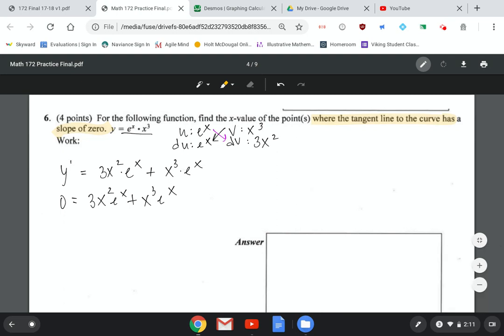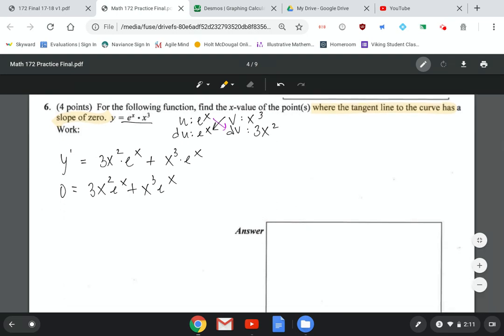Some of you might be looking at that thinking, what the heck do we even do? Well, factor it. Factoring it allows you to very easily see your zeros. So I see that both of these have an x squared in common, and they both have an e to the x in common, which leaves us with 3 plus x. Now, each one of these things is a factor. This is a factor, this is a factor, and this is a factor.